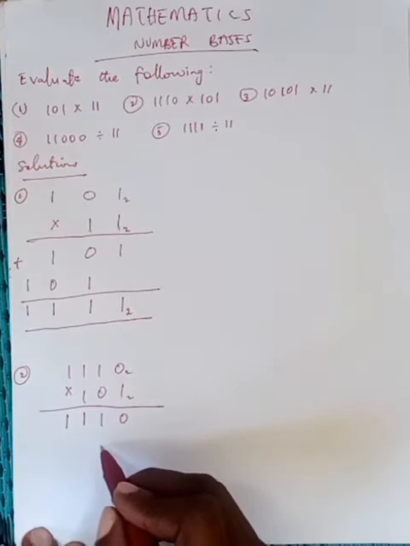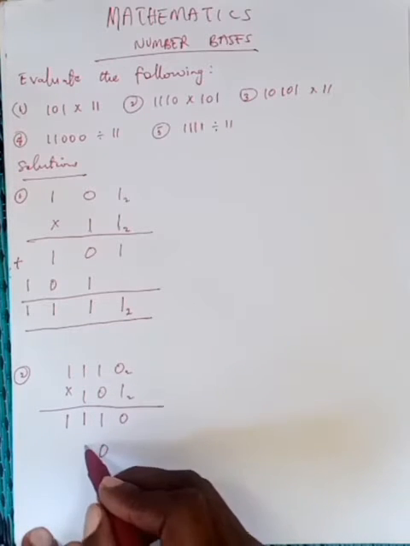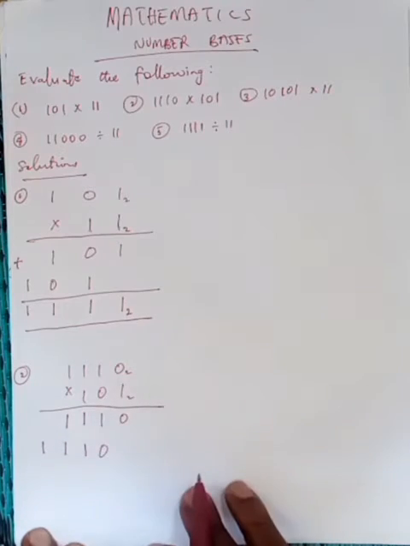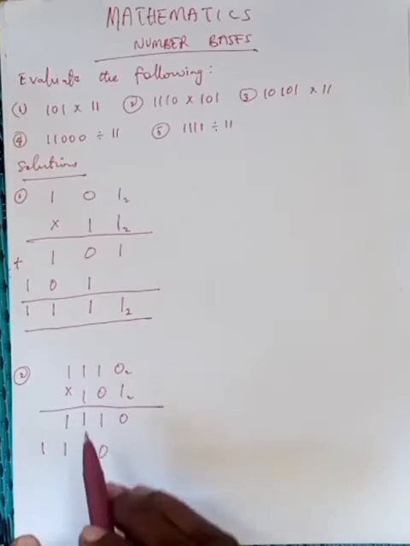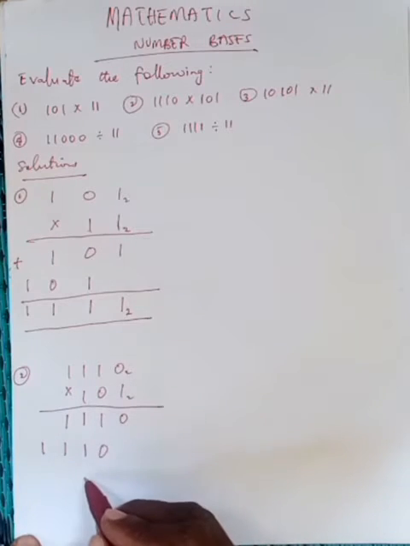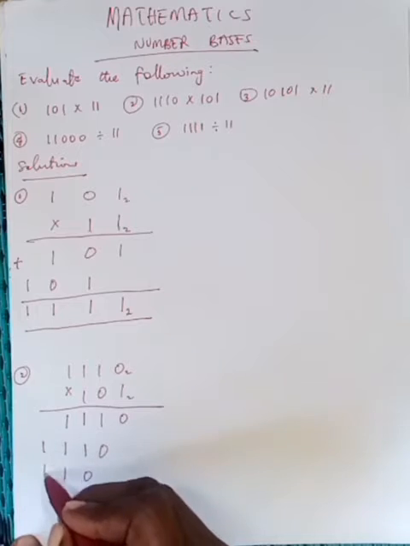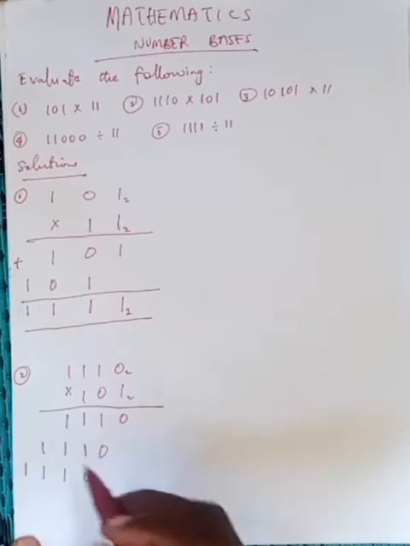0 times 0 here gives 0. 0 times 1, 1. 0 times 1, 1. And 0 times 1 here gives what? 1 as well. And finally, 1 times 0 here gives 0. 1 times 1 here is 1. 1 times 1 here is 1. And 1 times 1 here is 1.